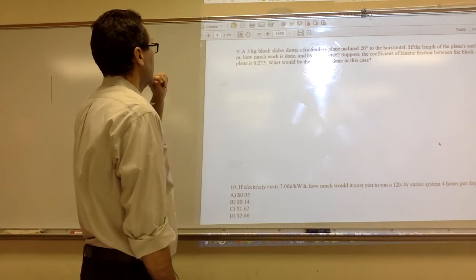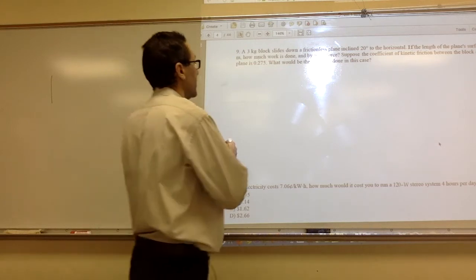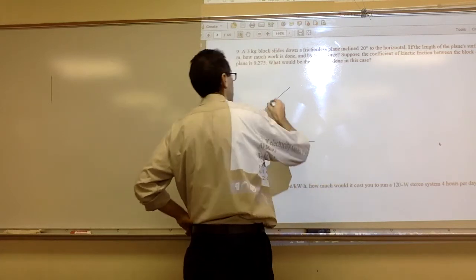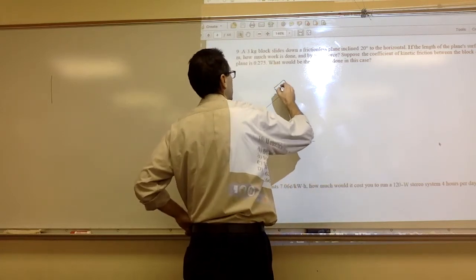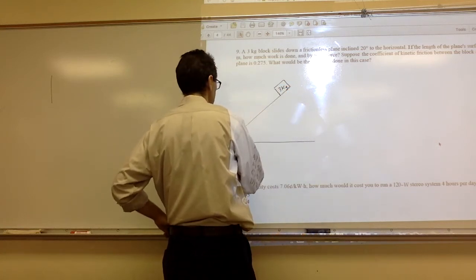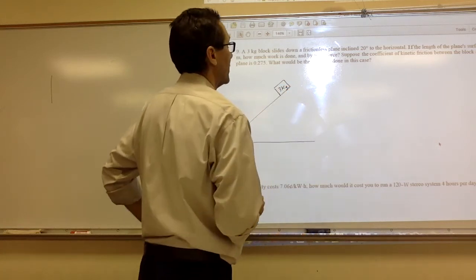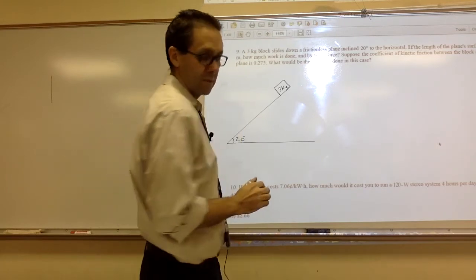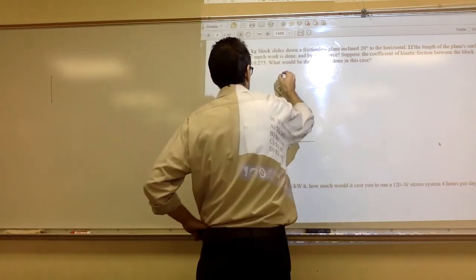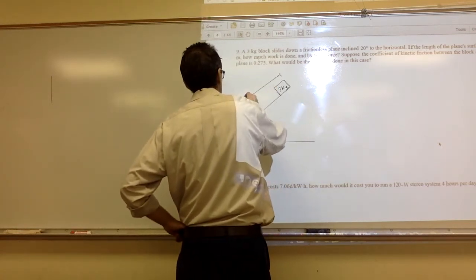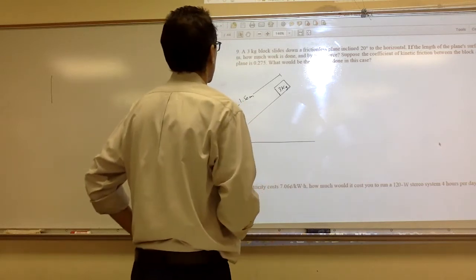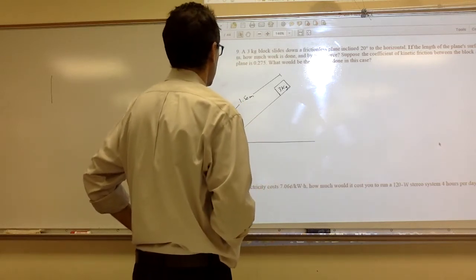A 3 kilogram block slides down a frictionless plane inclined at 20 degrees. So here's the block. This is 3 kg. The angle here is 20 degrees. If the length of the plane is 1.5, in other words, from here to here is 1.50 meters. How much work is done and by what force?